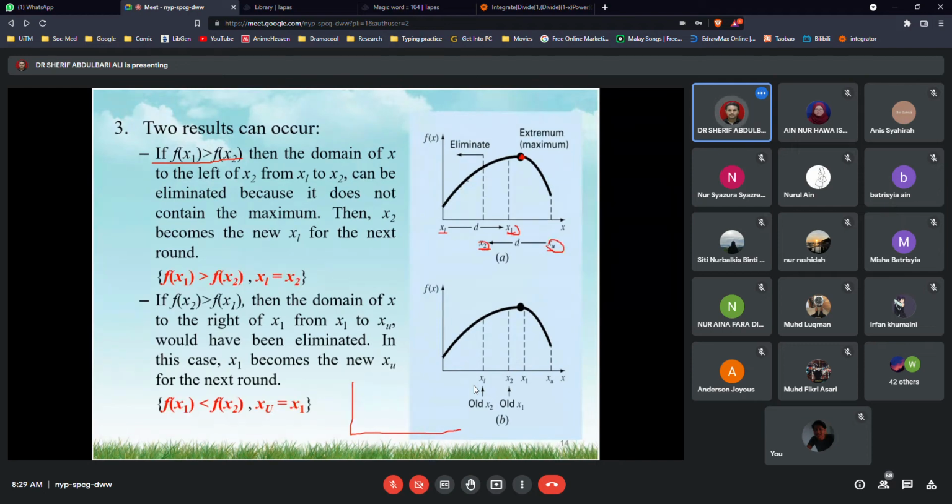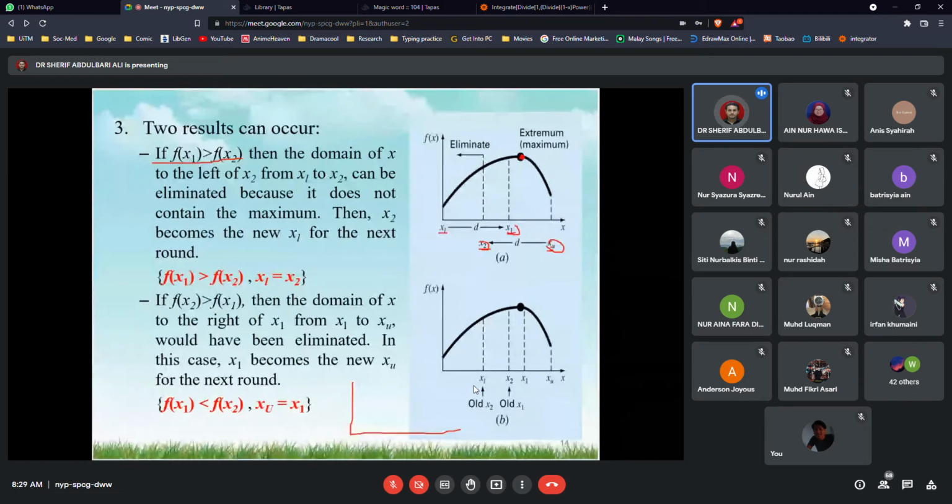So it means the optimization, or the maximum value, is not in this area. So I don't want to see this space again. I want to eliminate it. How do I eliminate it? x lower will take the value of x2, and x2 will take the value of x1, and x upper will remain the same.